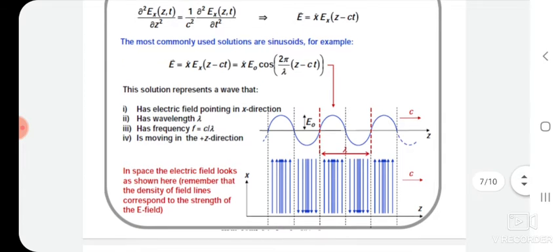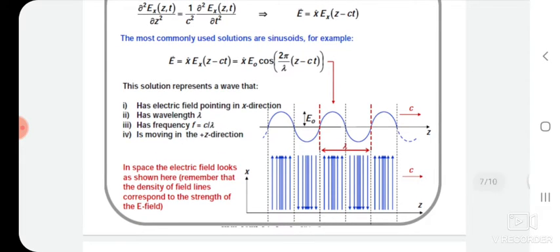In space, the electric field looks as shown here. Remember that the density of the field lines corresponds to the strength of the electric field. If density is more, then the strength of the electric field is more. Okay.